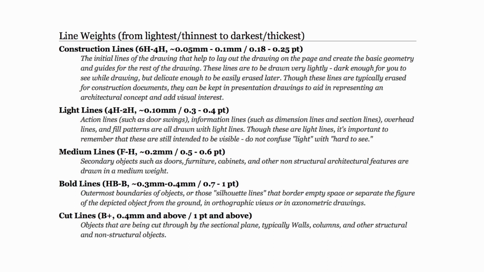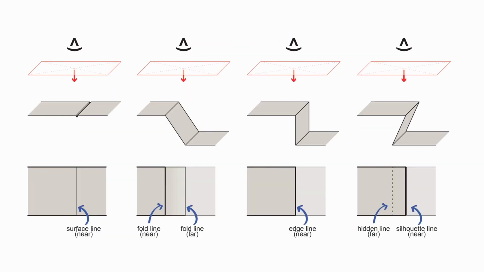If I remember correctly, that's what I told you guys last class. Bold lines. These are the big boundary objects. These are things like walls, etc. They're going to be even thicker. And then we get the cut lines. In the case of the elevation, that would be the ground. It's going to be from 0.4 on up. Sometimes you get up into 0.7, 0.8, something like that. So just running through those.